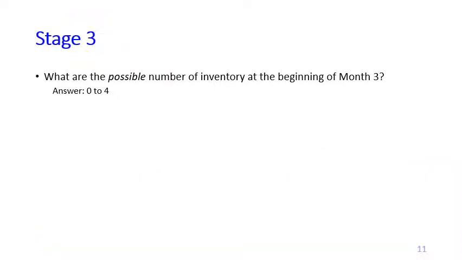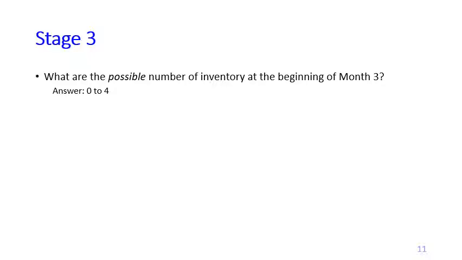Now let's go to stage 3. I'm going to ask the same questions. What are the possible numbers of inventory at the beginning of month 3? The answer is the same. It is between 0 and 4, including 0, including 4. Which means that at the beginning of month 3, we may see that our warehouse is empty. There is 0 inventory left from the previous month. On the other extreme, we may see that our warehouse is full. There are 4 items in the warehouse. And then anything in between them is also possible.